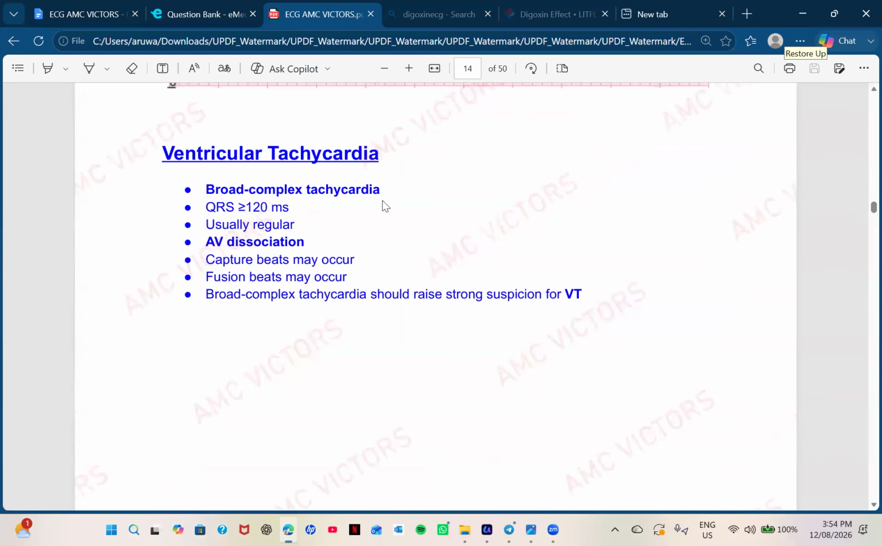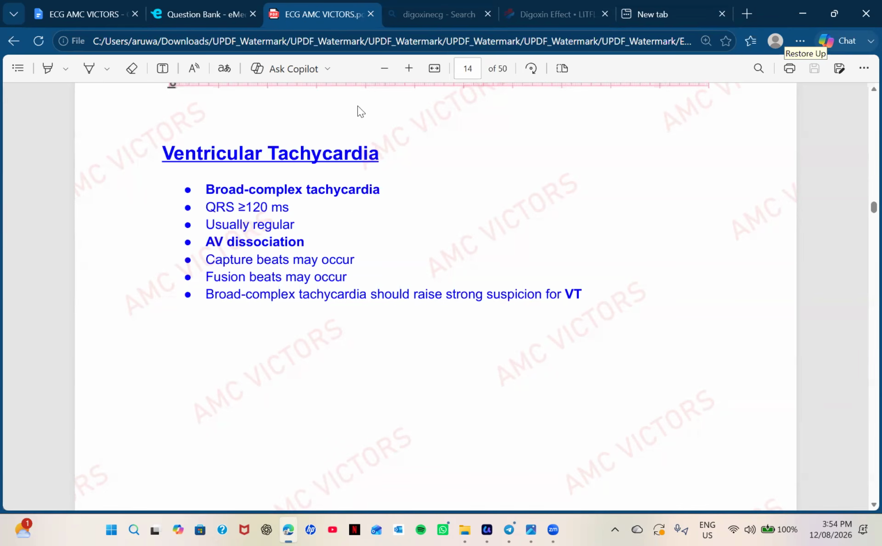Next, ventricular tachycardia. Usually it's also regular. The previous one, SVT, supraventricular tachycardia, was a narrow complex, but ventricular tachycardia is a broad complex tachycardia. It's broad, usually QRS more than 120 milliseconds, and it's regular. AV dissociation can be seen.